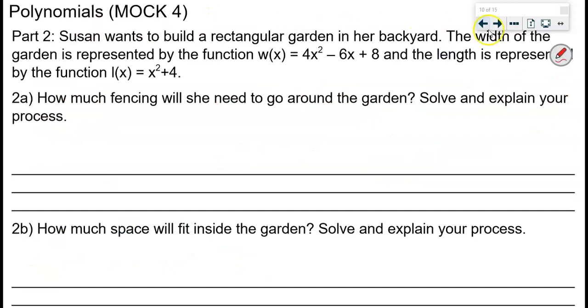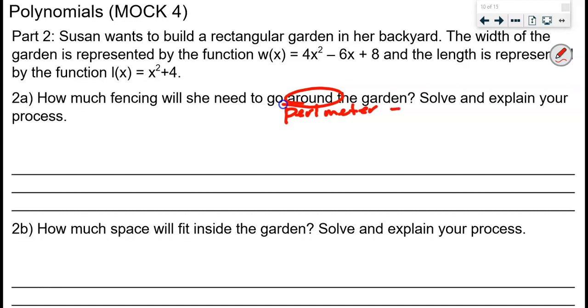Part 2 says Susan wants to build a rectangular garden in her backyard. The width of the garden is represented by the function w of x. The length is represented by the function L of x. How much fencing will she need to go around the garden? So that word around, y'all, is our key here, because that means we're looking for perimeter, okay?